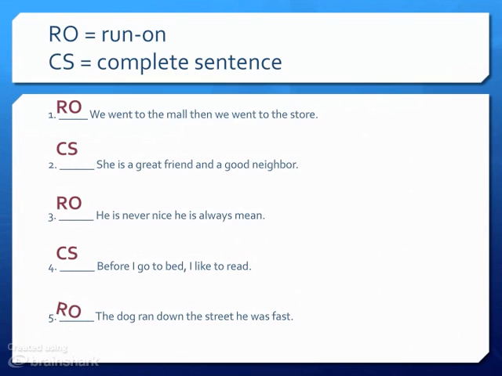Number 5 is also a run-on. The dog ran down the street. He was fast. We have 2 complete sentences here. He was fast could be by itself. It's a complete sentence because it has a subject and a predicate. Make sure that you correct all of the answers if you missed any, and move on to the next section of your notes.